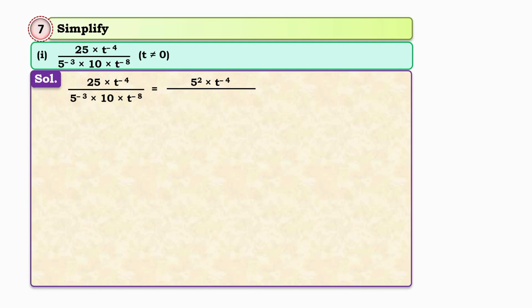So 25 is 5 square and 10 is 5 into 2. Now we are going to apply this law.